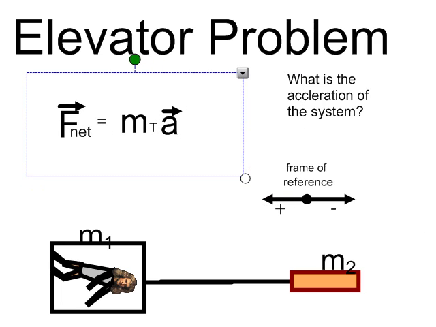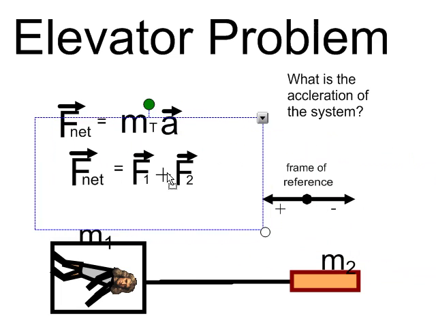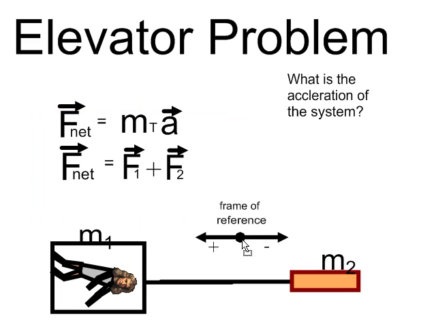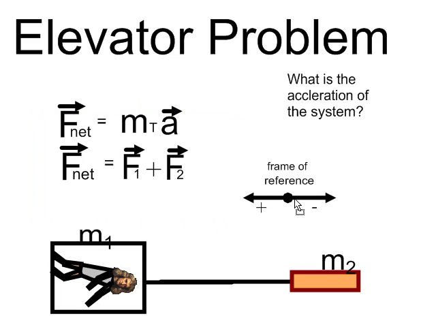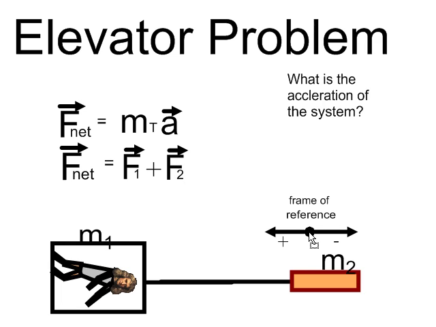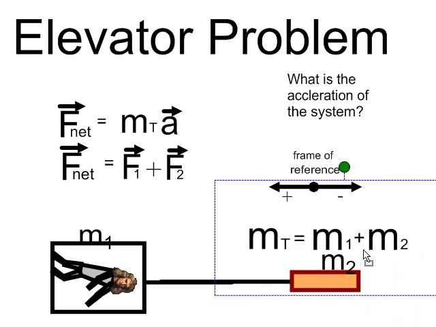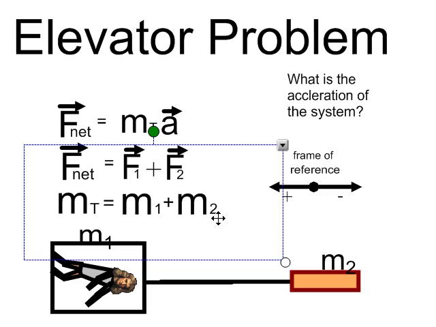My net force, of course, is equal to the force on object 1, which is Newton, and it's going to be operating in the positive direction according to my frame of reference. And the force on object 2, which is going to be operating in the negative direction according to my frame of reference. And of course the total mass of the system is just m1 plus m2. So it's relatively straightforward. We just have to do a little bit of substitution to make this work.